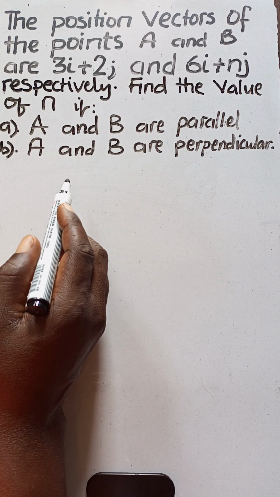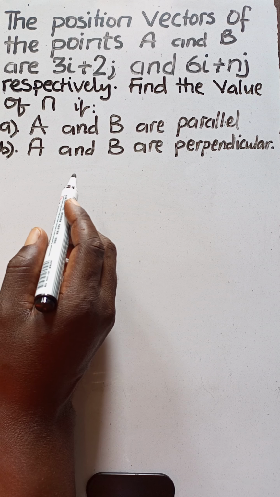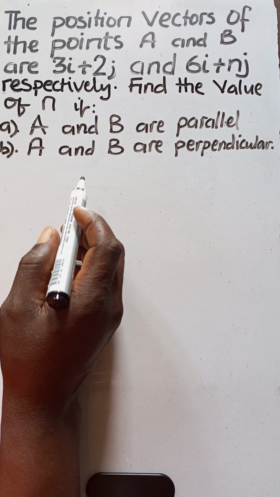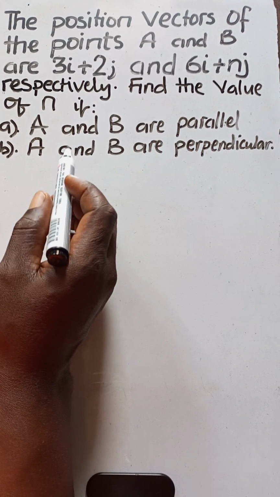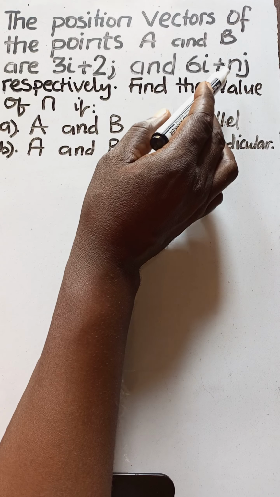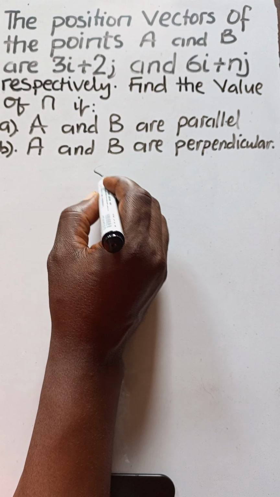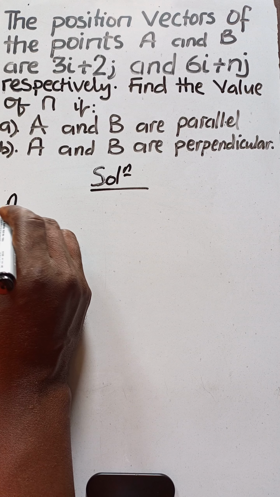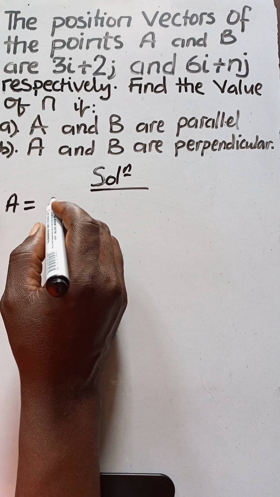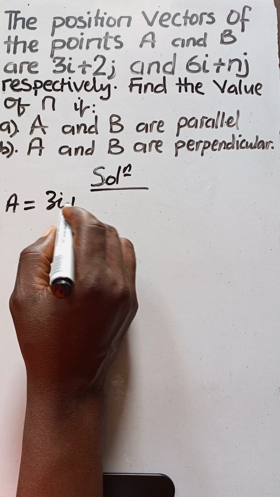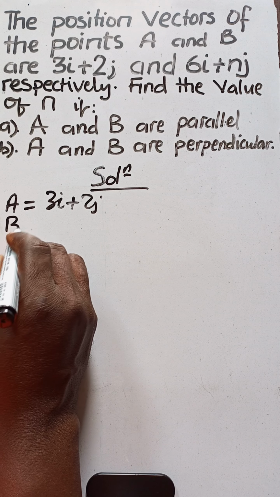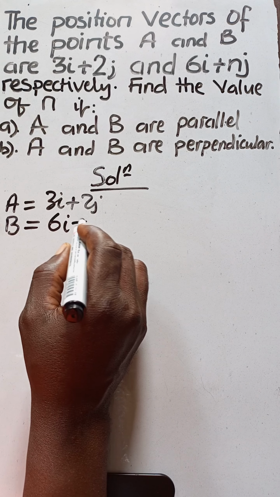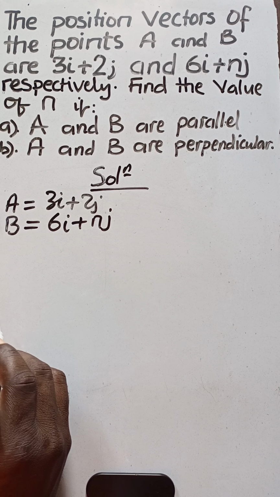So the question once more is going to test our knowledge of parallel and perpendicular vectors. We're going to use the knowledge of parallel and perpendicular vectors to be able to find the value of n. How is that done? Let's look at the solution. The position vector of the point A is 3i plus 2j. The position vector of the point B is 6i plus nj.